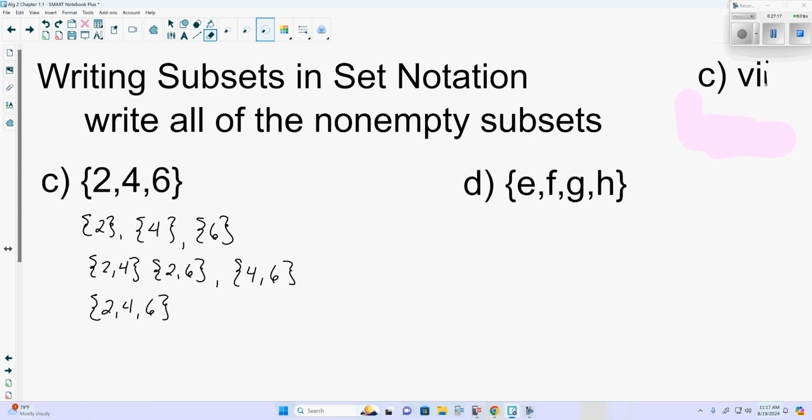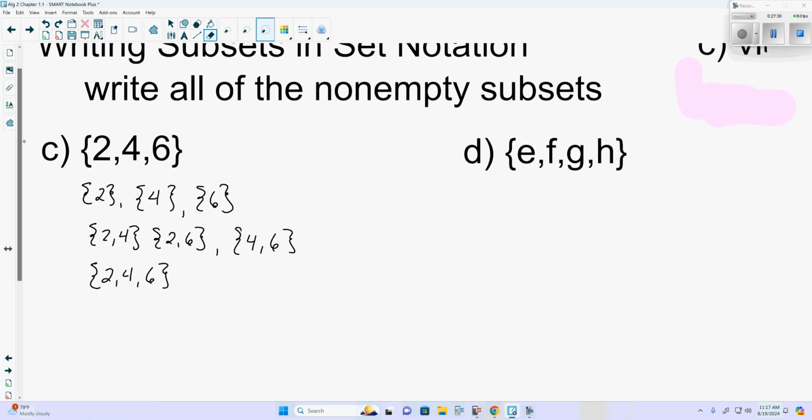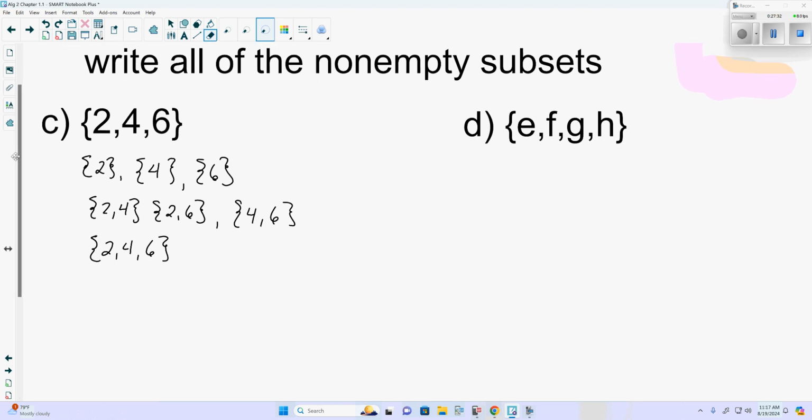You ready for E, F, G, H? I mean, we've gone from what? So 2 had 3, 3 had 7. So 4 should have 10 or so. Let's see. So again, it's easy to start off with E, F, G, H. Easy to start off with just groups of 1.